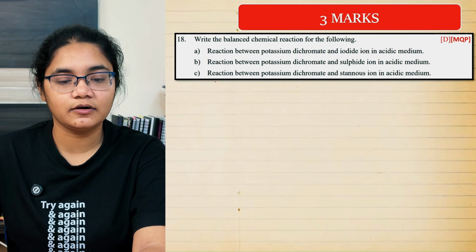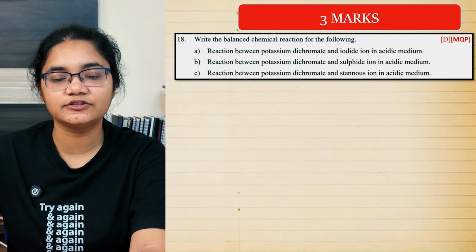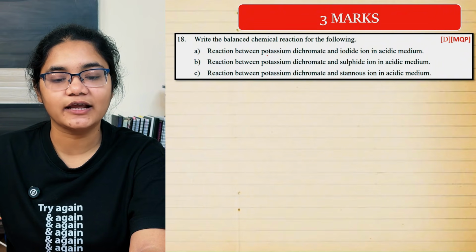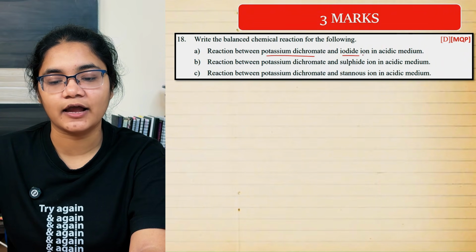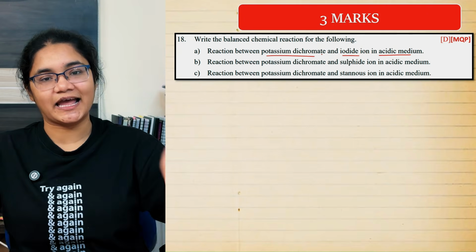Next is question number 18. Write the balanced chemical reactions for the following. Potassium dichromate converts iodide ion in the acidic medium. So potassium dichromate converts I- to I2.